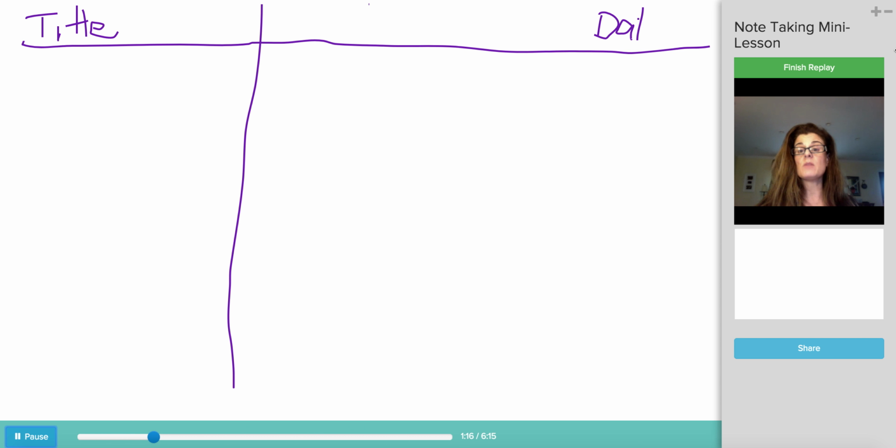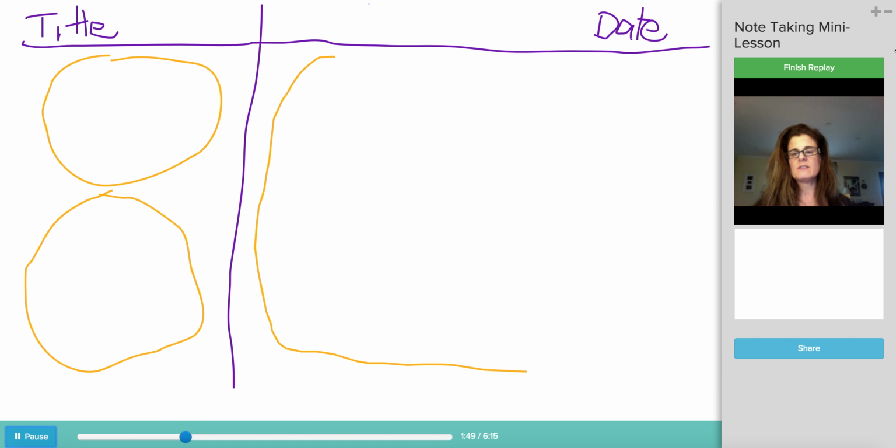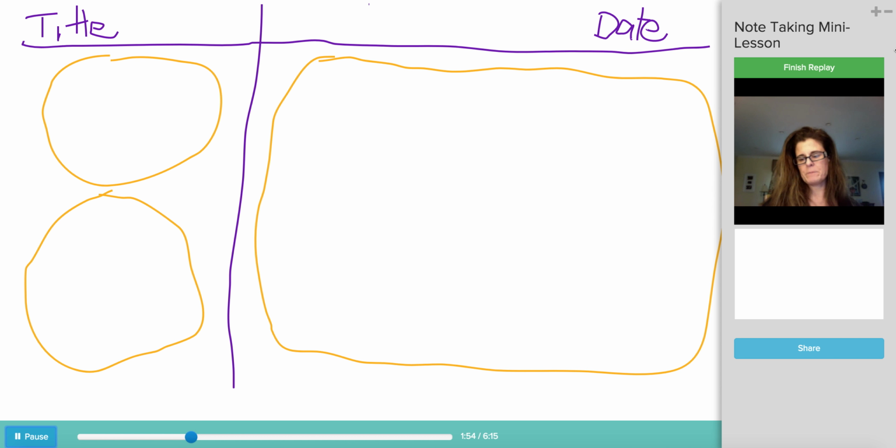And this is especially important if you have a single binder for all of your subjects, because you want to know what subject your reading is and when you did it, so that when you go back to study for a test, you actually kind of know what you're looking for. I'd like you to think about the rest of this paper as 3 sections. 1 is this top left, 2 is the bottom left, and then 3 is this entire right side, and this right side should be taking up at least 2/3 of the page right now.